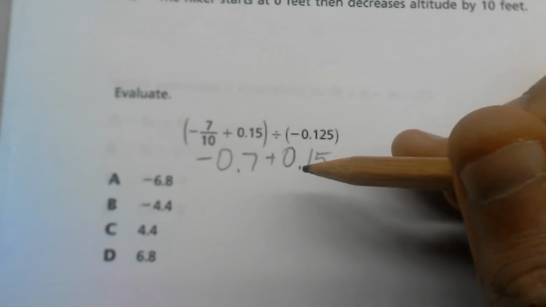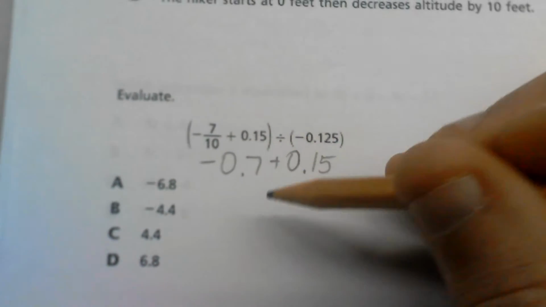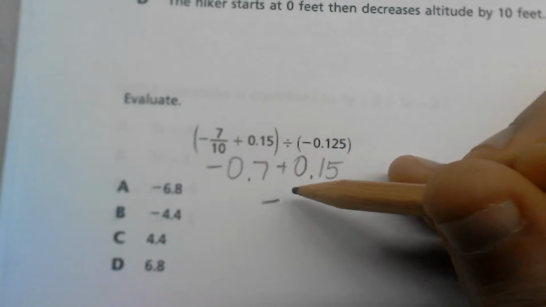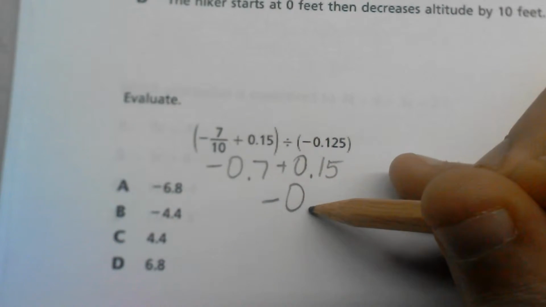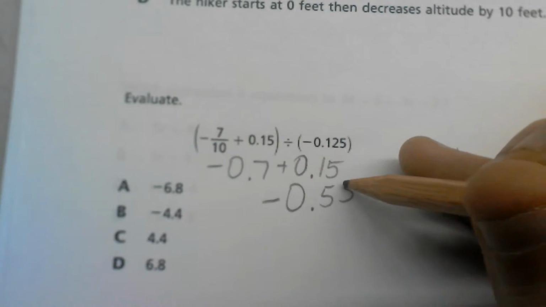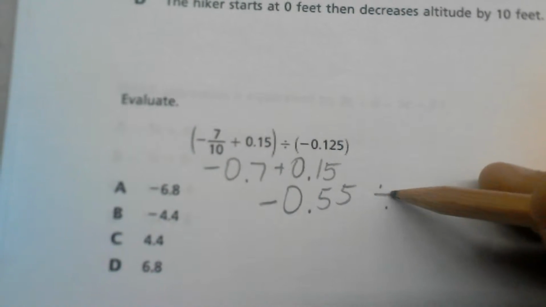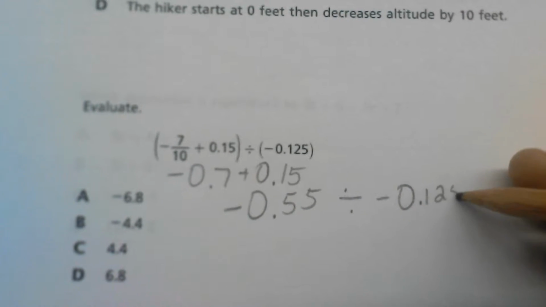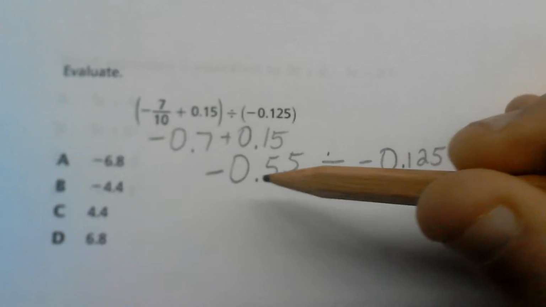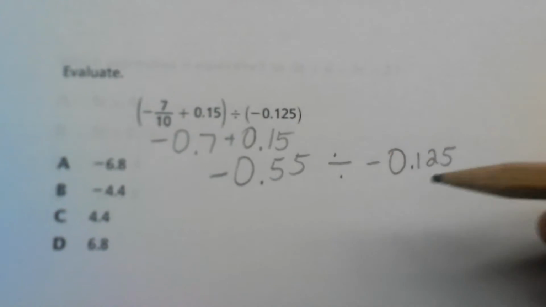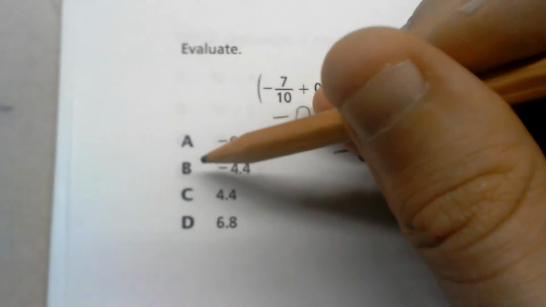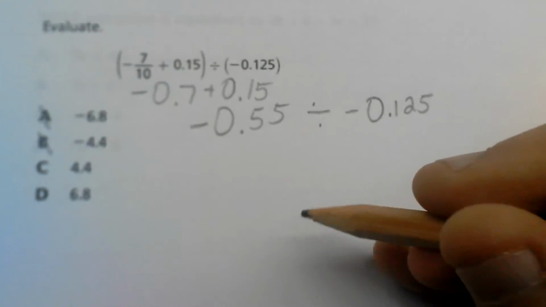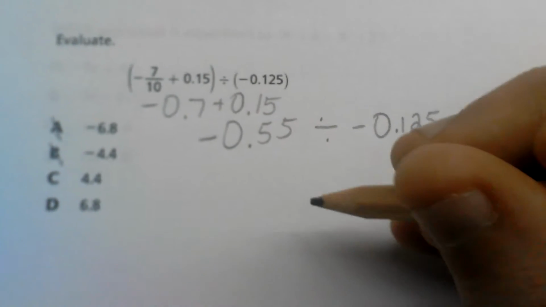And I'm going to once again subtract those because the signs are different, which I'm going to get a negative 55 hundredths. And I'm going to be dividing that by negative 0.125. Okay, so I have a negative divided by a negative. So that means my answer is going to be a positive. So that has already eliminated choices B and A. So now I need to actually solve this and figure out which one it's going to be.